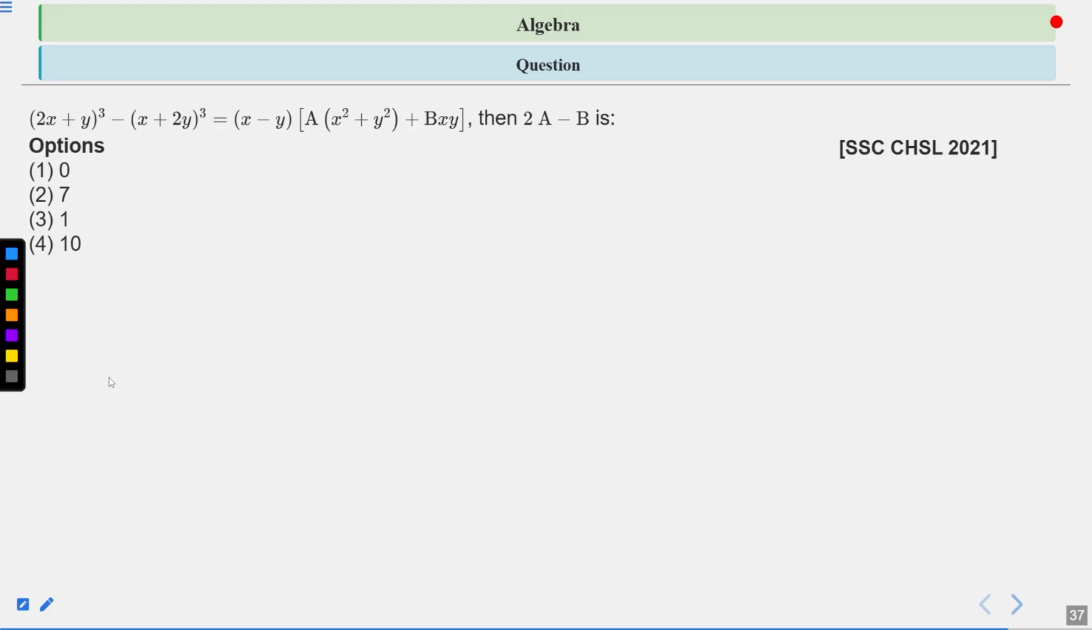(2x plus y) whole cube minus (x plus 2y) whole cube is equal to (x minus y) in one bracket, in a large bracket a multiplying by x square plus y square plus capital B multiplying by x into y. Then what is the value of 2a minus b? This question was asked in the SSC CHSL exam in 2021. There are 4 options: the first one is 0, second is 7, third one is 1 and fourth one is 10. Now you have 10 seconds to analyze the question. Your time starts now.